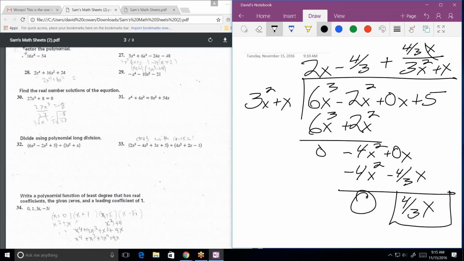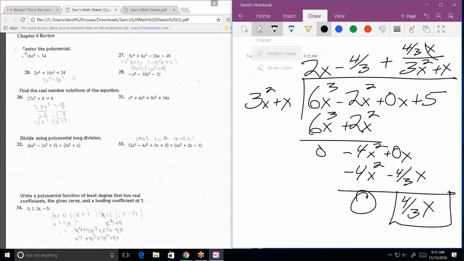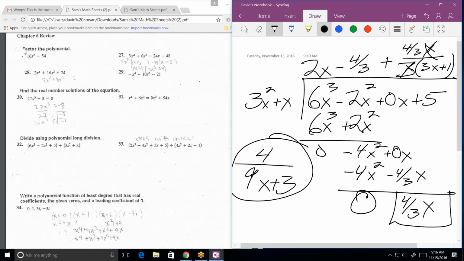Okay? Now that final answer is, in other words, if I factor out an x from this remainder, what do I have? I have x times 3x plus 1, and then that x cancels with that x. I can put this 3 in the bottom, and I end up with 4 over 9x plus 3. There's your remainder. 4 over 9x plus 3. But that would be the quotient with that remainder. This is the remainder.